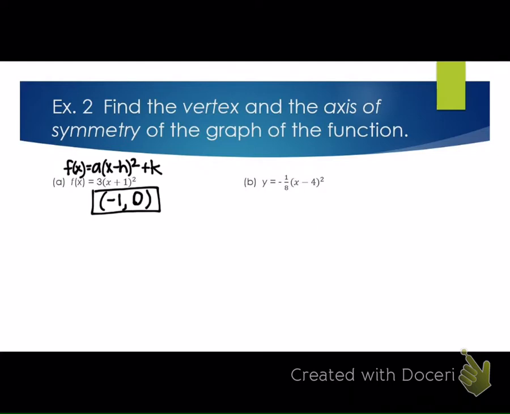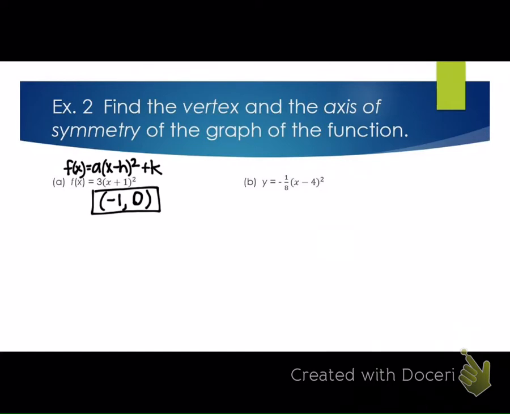Negative 1, 0. Now, did we talk about what the vertex actually is? Who can give me a definition of a vertex? We learned this also last week in 8.1. Right off the bat, I taught you what a vertex was. Look back if you can't remember. It's the highest or the lowest point on your parabola. So that's why it's always going to be an ordered pair, because it's a point. It's either the highest point or the lowest point based on whether your graph opens up or down. Now, we also need the axis of symmetry. So we've got the vertex for letter A. What's the axis of symmetry?